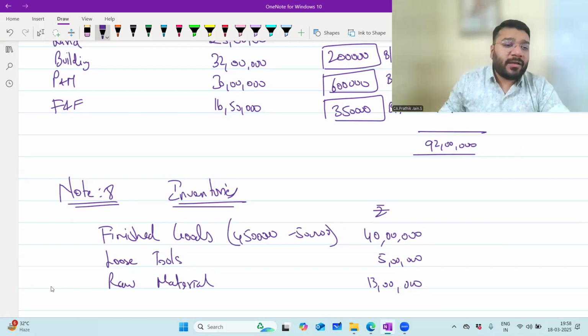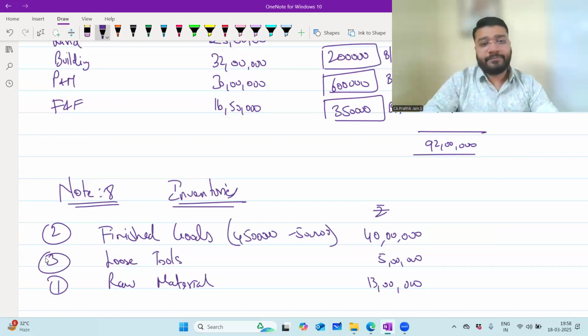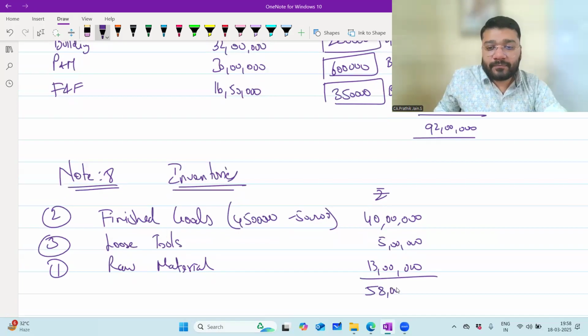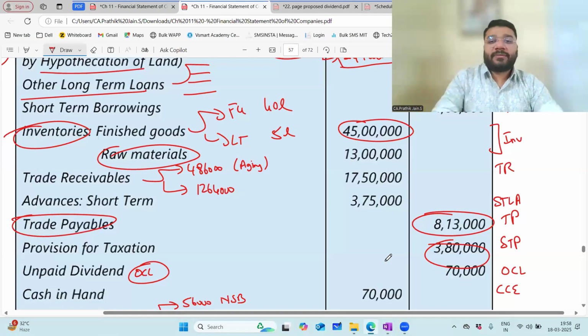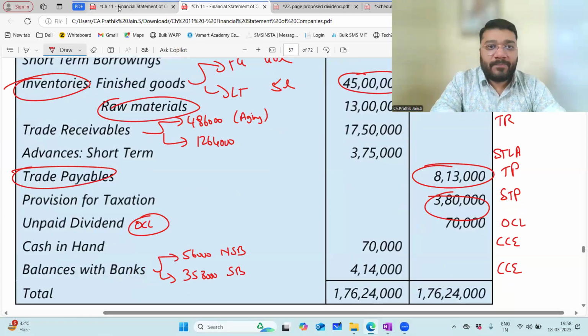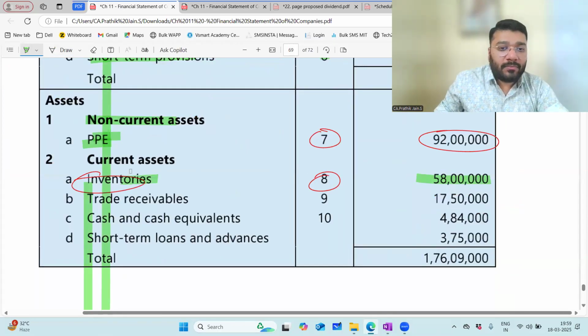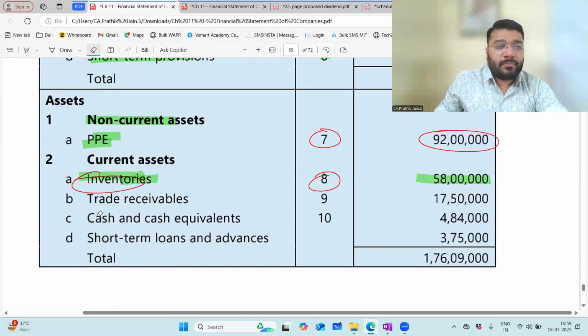In exam, I would suggest you write raw material first, finished goods second, loose tools third. Total is 58 lakh rupees. Sir, can you show it like this? Like finished goods, loose tools, and other finished goods. Loose tools is a separate item as per Schedule 3.